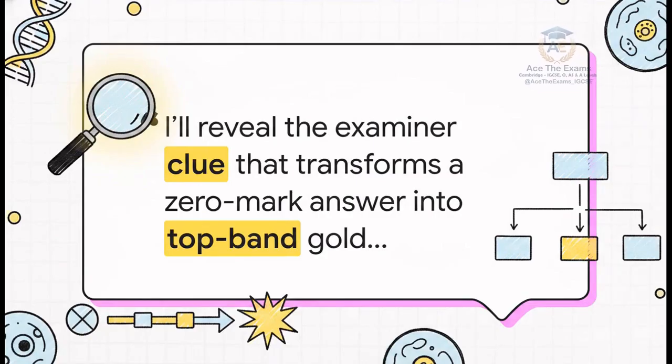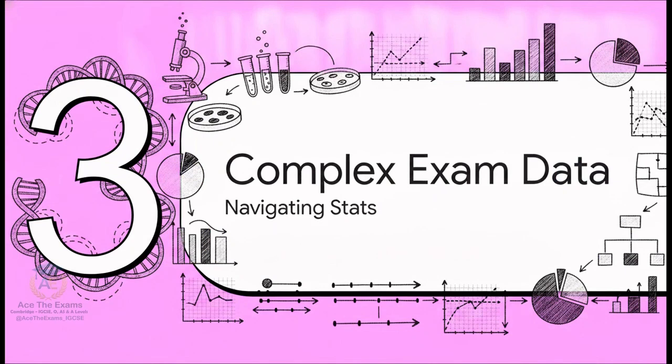Now hang on, because in just a minute, I'm going to reveal the one specific examiner clue that transforms a totally 0-mark descriptive answer into top band gold. But first, you absolutely need the framework that makes that clue obvious, because without it, you'll see the clue on exam day and walk right past it. Which brings us to Section 3, navigating complex exam data.